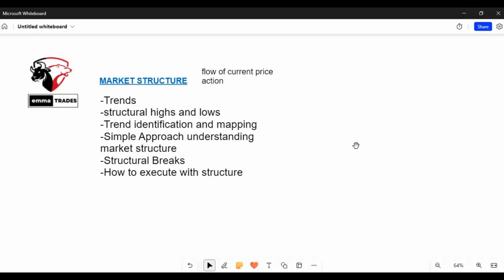So by market structure, we mean the current state in which price is currently moving, right? Or in what state the chart that I'm going to be analyzing is in. In what state of the market is it? Is it trending upwards, downwards, or sideways, or consolidating, right?